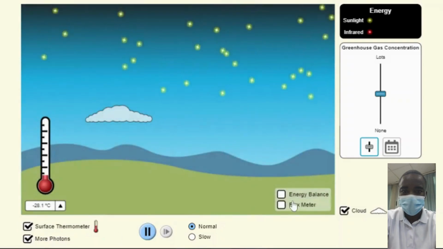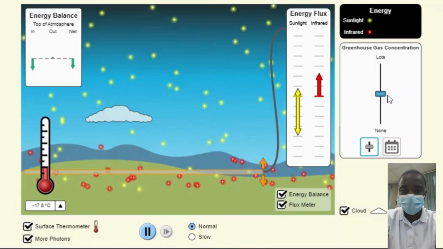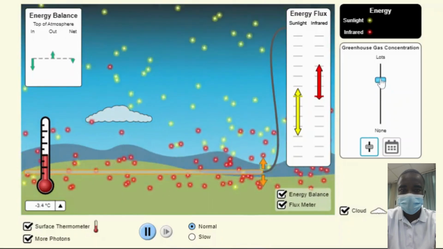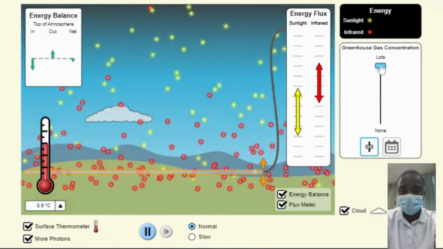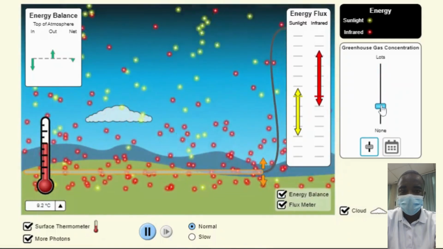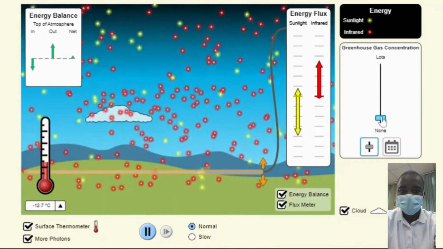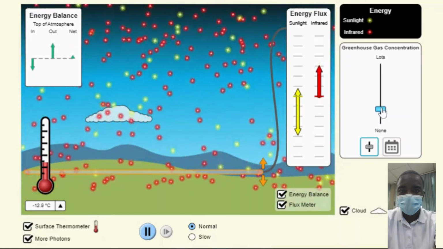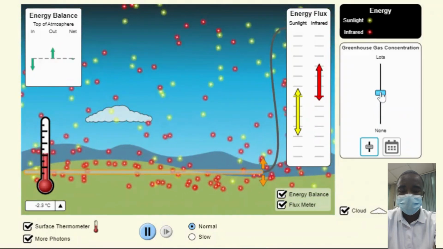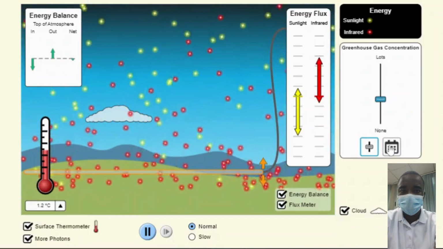Sunlight, primarily in the visible and ultraviolet spectrum, is absorbed by the Earth's surface and re-emitted as infrared radiation. This infrared energy is then absorbed by greenhouse gases in the atmosphere. Students can experiment with different concentrations of greenhouse gases and observe how they affect the behavior of photons throughout the atmosphere. Higher concentrations of greenhouse gases result in more photons being absorbed and re-emitted, leading to an increase in the energy flux within the atmosphere.